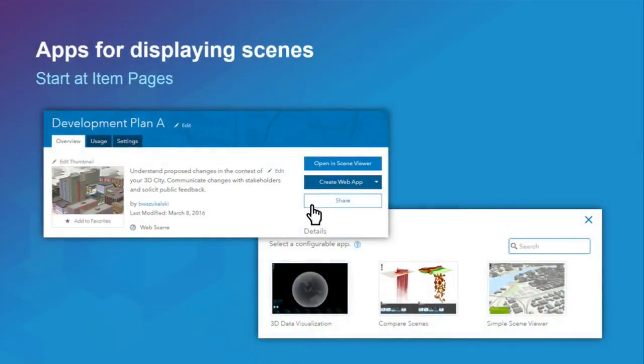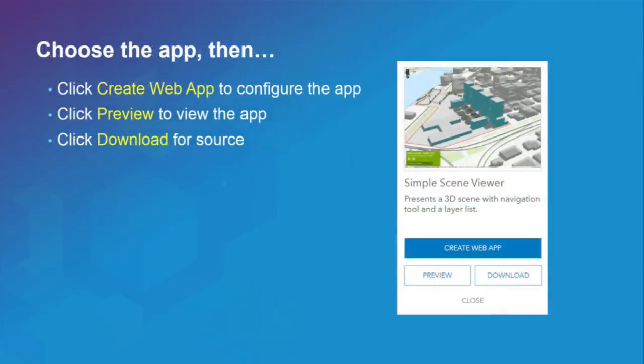I think it was in the March release we added support for apps that can display web scenes. We have three options in the configurable apps. We have just a basic viewer for web scenes, we have a compare, and then we have one that does data visualization. So the best workflow for creating a web scene app is from the item page of the web scene. That's the workflow that I'll be demoing in just a moment. We're working on creating apps from the scene viewer, but we just haven't had time to build that experience yet. But that's coming in the near future.